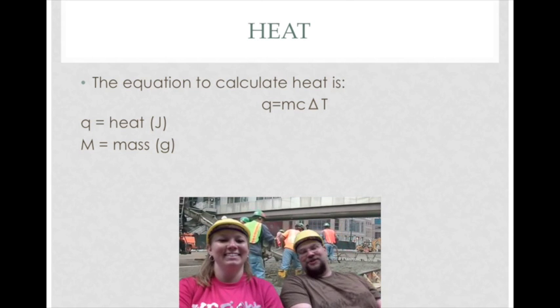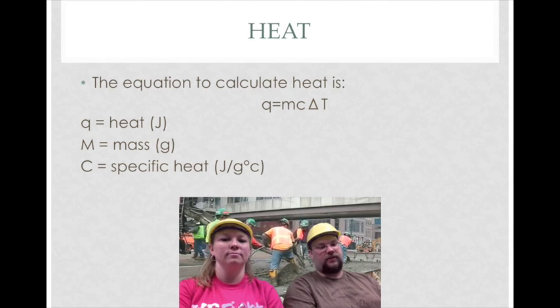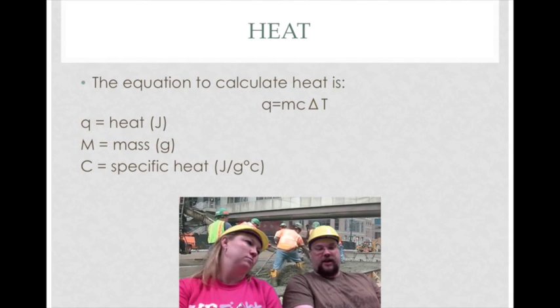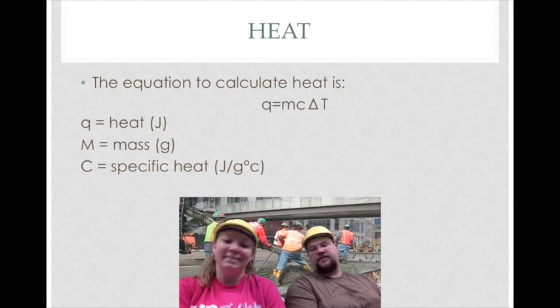We measure heat in joules. Just a measurement of heat. Don't worry about it. You'll talk a lot about it in physics. M is mass, works out well. It's in grams. C is specific heat. And they use C because they're starting to run out of some letters, so they just tossed it in there.